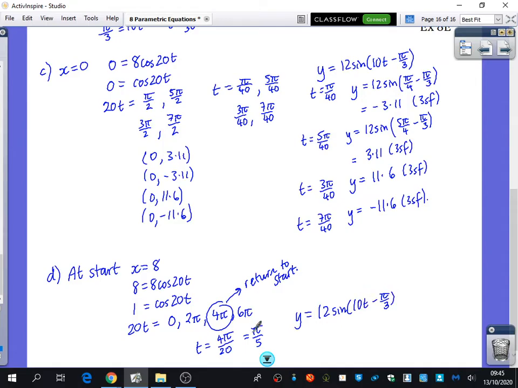So I'm going to substitute pi over 5 in here. So that's 12 sine of 10 times pi over 5, which is 2 pi, minus pi over 3. So let's see what we get. 12 sine of this minus this. And we do get minus 6 root 3. So it has returned.